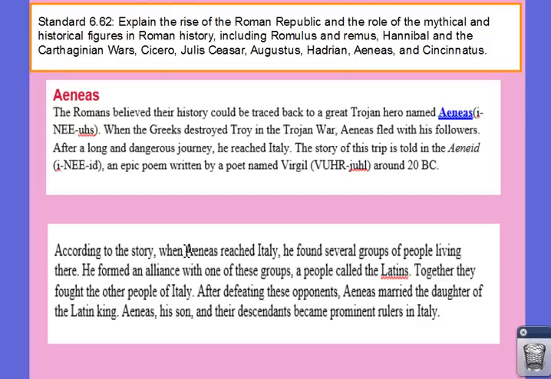According to the story, when Aeneas reached Italy, he found several groups of people living there. He formed an alliance with one of these groups, a people called the Latins. Together they fought the other people of Italy. After defeating these opponents, Aeneas married the daughter of the Latin king. Aeneas, his son, and their descendants became prominent rulers in Italy.